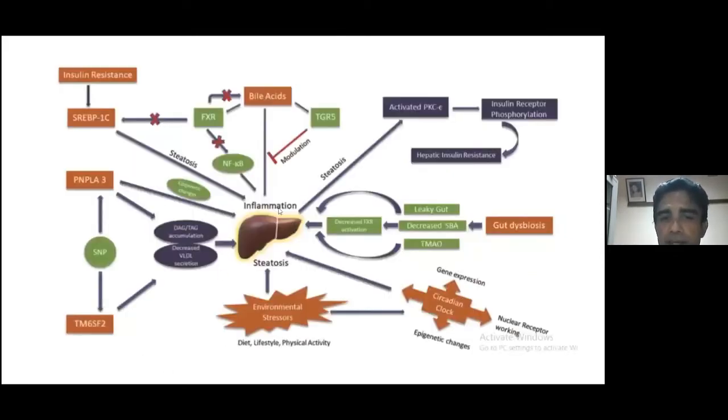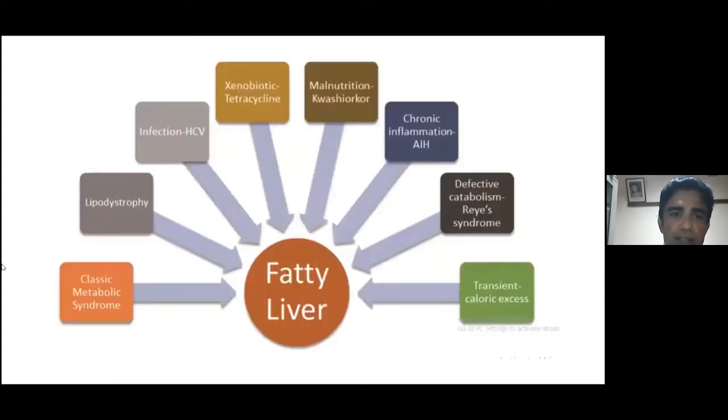But fat deposition in the liver, and fat deposition with inflammation in the liver, is multifactorial. It is not only affected by metabolic syndrome. The etiological factors are insulin resistance, genetic factors such as PNPLA3, bile acids, gut dysbiosis, circadian clock, environmental stresses, and so many other things which we don't even know yet. As you can see in this cartoon, classic metabolic syndrome is only one factor which contributes to fat in the liver. Lipodystrophy, infections, xenobiotics such as tetracycline, malnutrition, chronic inflammation, defective metabolism like in Reye's syndrome, and trans-fat excess can all cause fatty liver disease.